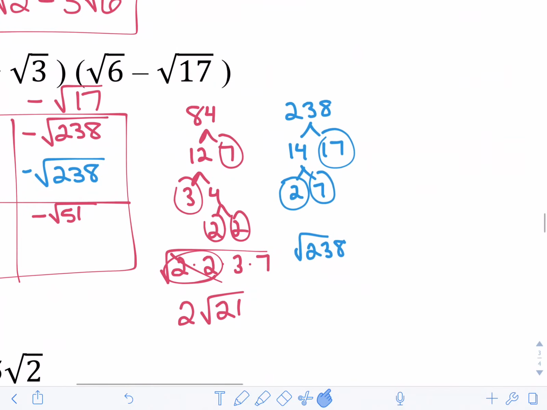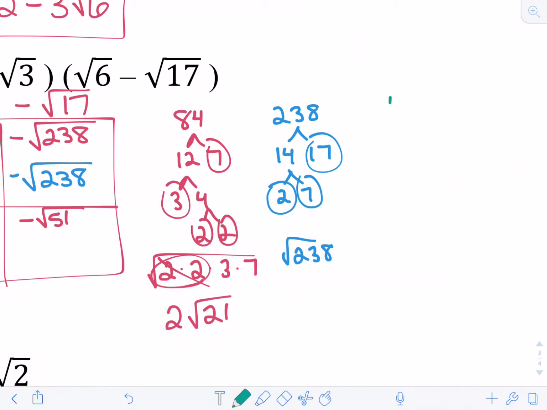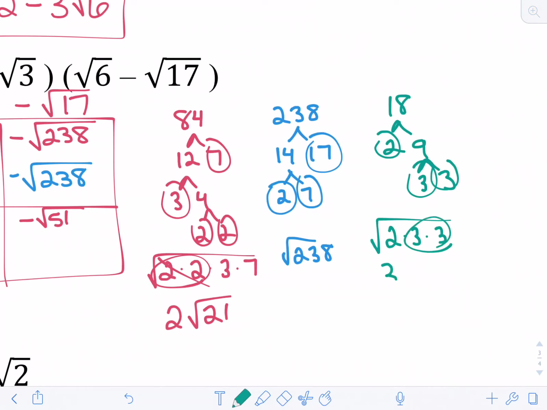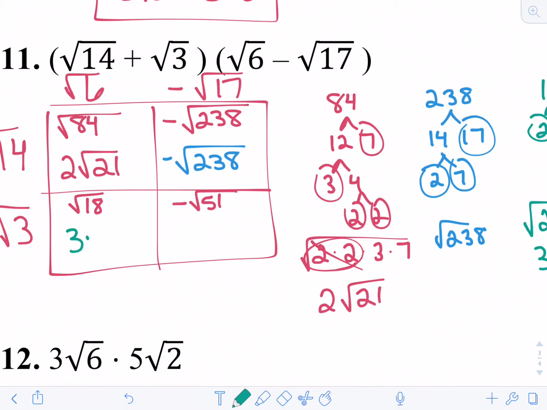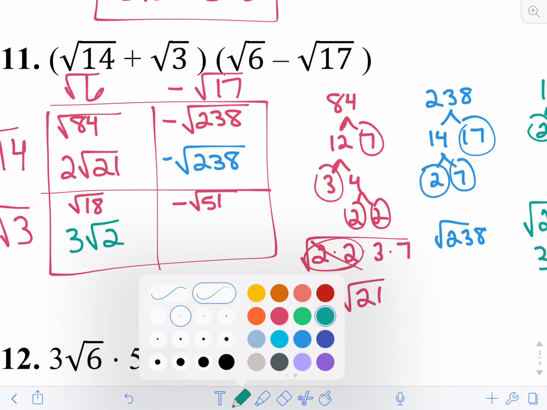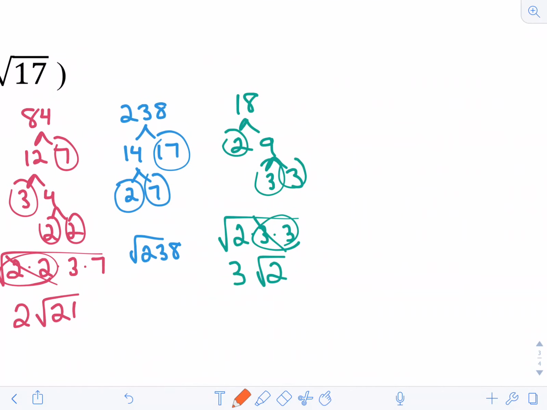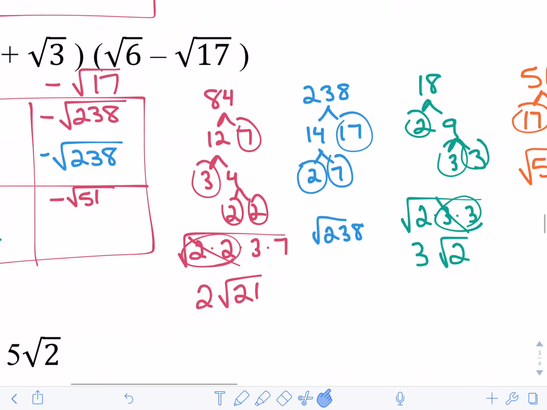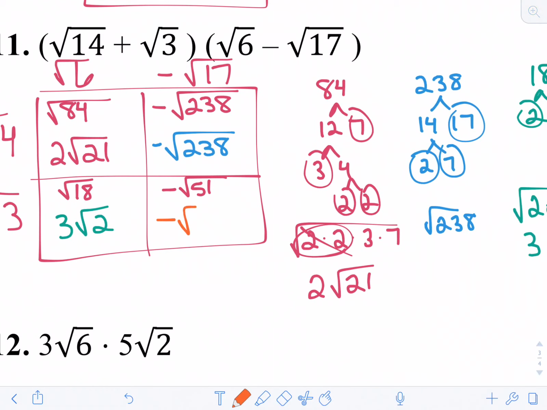18. I'm going to go over this way, so 18 will be my next one. 18, we could do 2 and 9, that's 3 and 3. So I have the square root of 2 times 3 times 3. Pair of 3's I can pull out with 2 left over, so that's 3 square roots of 2. And the last one, I have 51, so let me do 51. And 51, I know 17 will go into it, and it's just 17 and 3. There's no pair, so that's just going to be the square root of 51. So we'll leave this as minus the square root of 51.